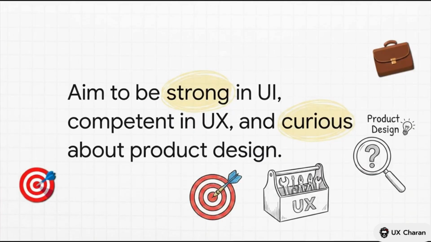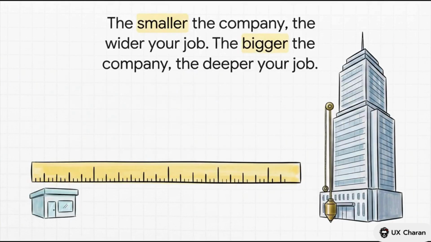For your very first job, memorize this exact formula. Aim to be strong in UI, competent in UX, and highly curious about product. That specific blend of skills, that is exactly what gets you hired and through the door in today's market. And I'll leave you with this provocative reality. The smaller the company you join, the wider your job will be. You'll end up juggling UX, UI, and product all at once. But the bigger the company, the deeper your job goes, allowing you to hyper-specialize.